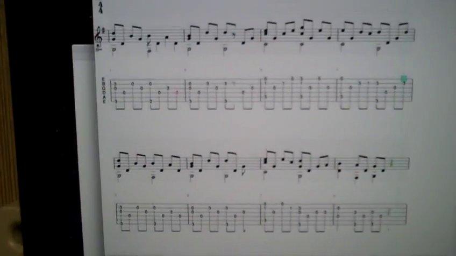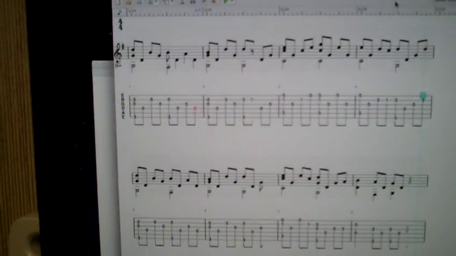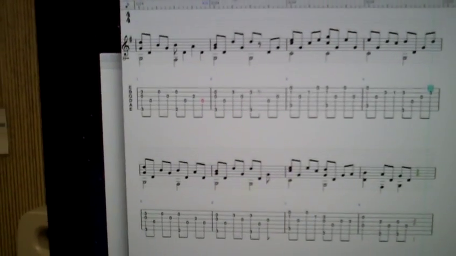Now here is the guitar tablature played by TablEdit. Listen to it.